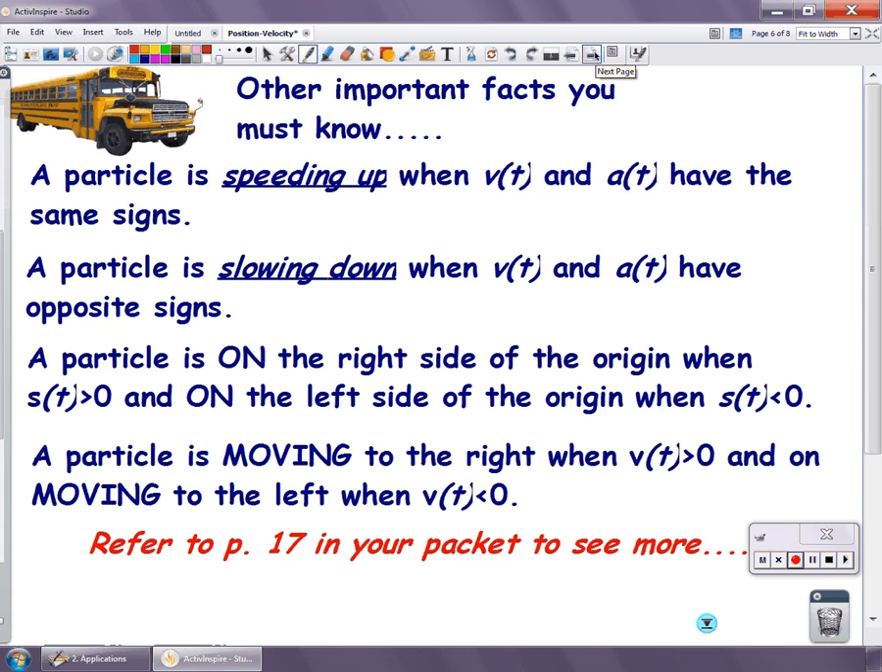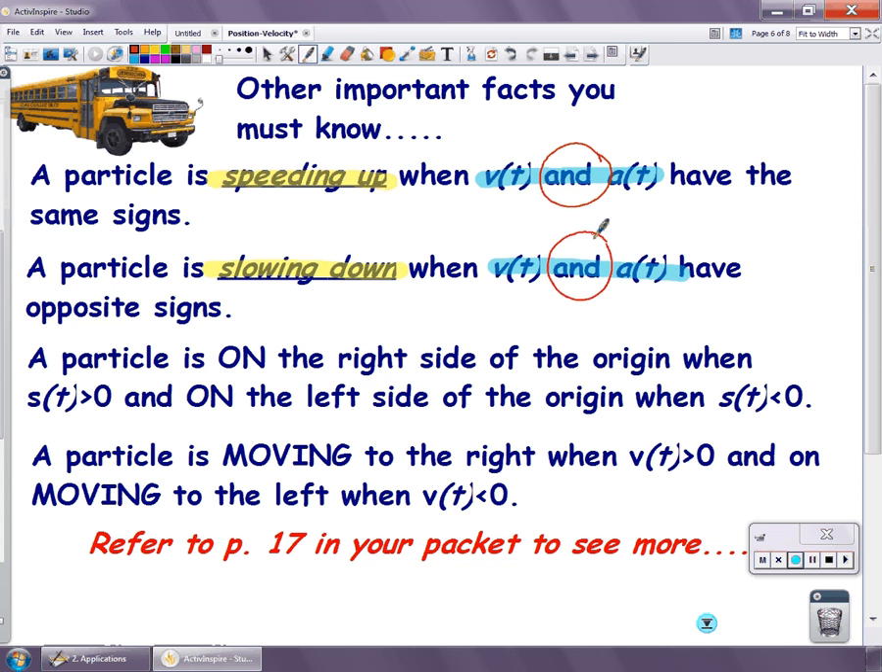The information that you see here is on page 17 in your packet. I strongly encourage you to take the time to read that, particularly about how you determine when a particle is speeding up and when a particle is slowing down. It is critical that you understand that when you're looking at speeding up and slowing down, you have to look at velocity and acceleration. You can't just look at velocity by itself, and you can't look at acceleration by itself. Furthermore, acceleration is not the same thing as speed.